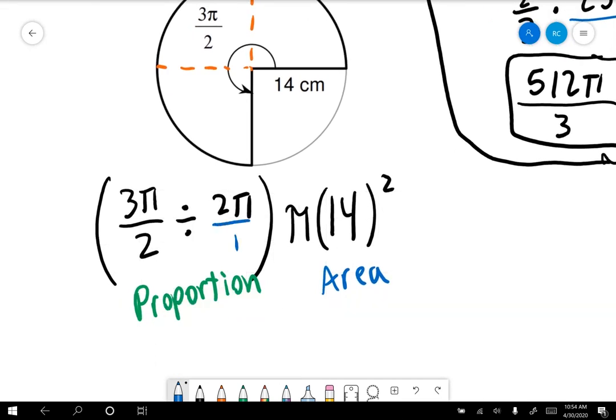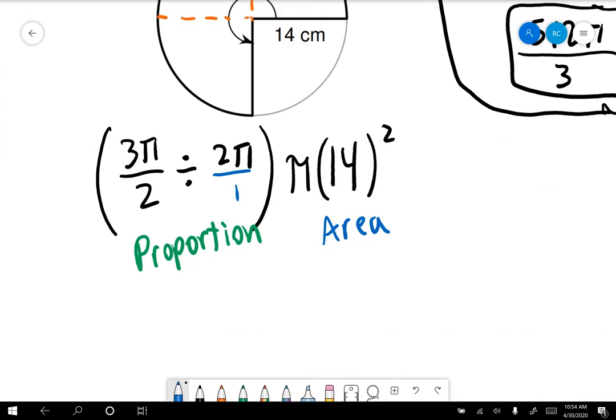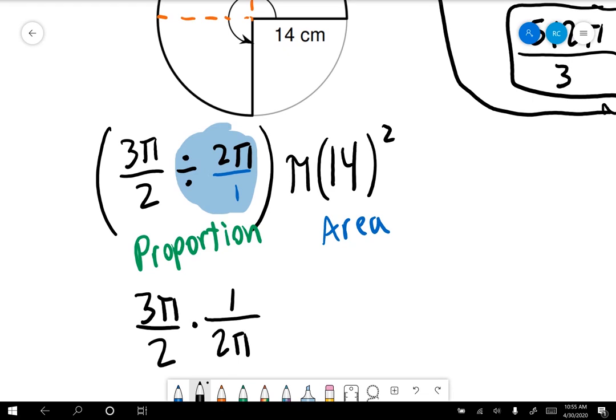Remember that this is 2 pi over 1. So what we actually mean is 3 pi over 2. Now remember, when you are dividing fractions, and I really hope I've managed to get this through to you at some point during the year, when you divide by a number, you're really multiplying by its reciprocal. So it's actually 3 pi over 2 times 1 over 2 pi, which is the same thing as 3 pi over 2 divided by 2 pi.